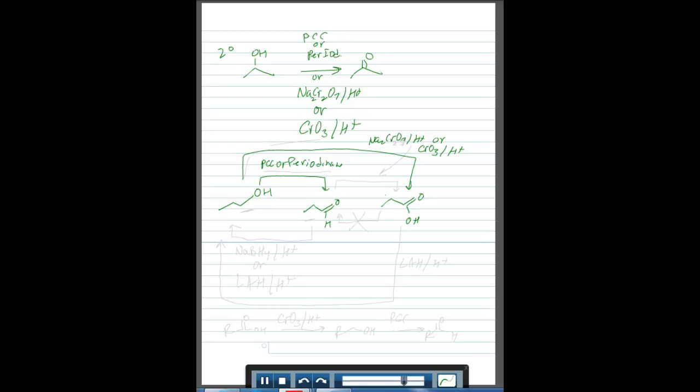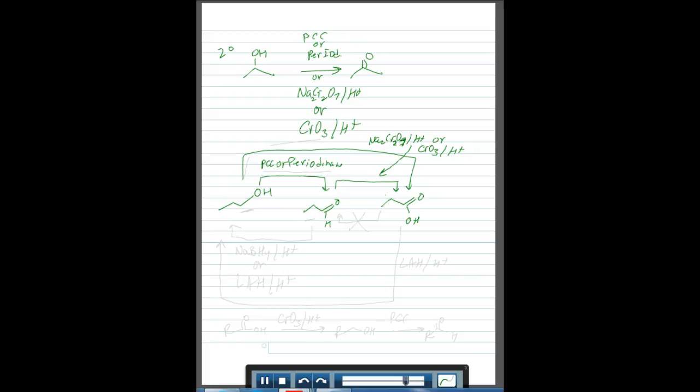Okay? If you want to go from the aldehyde to the carboxylic acid, same thing. These reagents will do the same thing. Okay? So if you have an aldehyde and you want to go to a carboxylic acid, add Na2Cr2O7. Sorry, that should be a 7. That should be a 2. Sorry about all that. Or CrO3 in acid. Okay, so this is a little chart.